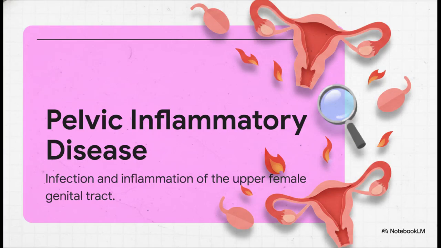So, PID isn't just a generic catch-all term. It refers specifically to the infection and inflammation of the upper female genital tract, and it's a condition that can encompass a whole host of areas. We're talking about the endometrium, which gives you endometritis, the fallopian tubes causing salpingitis, the ovaries, which can potentially form a tubo-ovarian abscess, and even the pelvic peritoneum, resulting in pelvic peritonitis. Basically, you're looking at a broad upper tract attack.